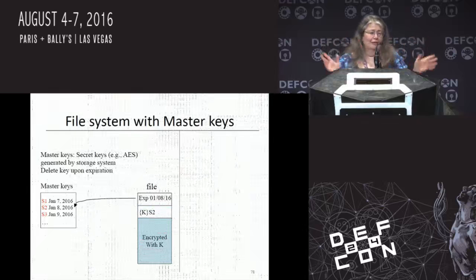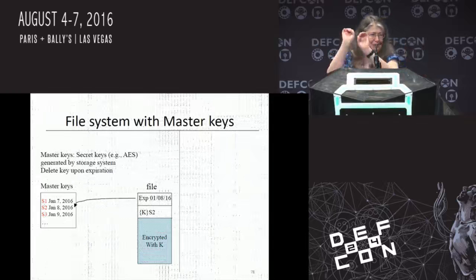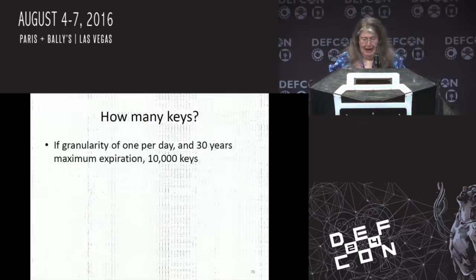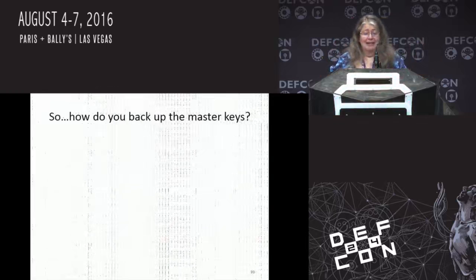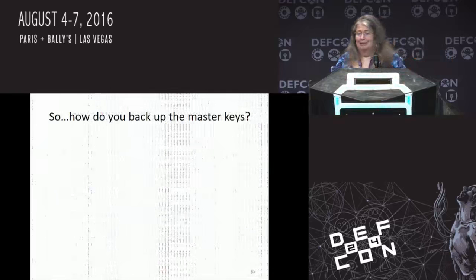And, for cryptographers, they would wince saying, oh, you're encrypting everything with the same key. No, you do an extra level of indirection where you encrypt the file with a random key and you encrypt that key with the per expiration date key. But there's only about 10,000 keys. But the question is, how do you make a backup of the master keys? Because I said I didn't want you to make a lot of copies of those. So that would be pretty bad if that got lost.